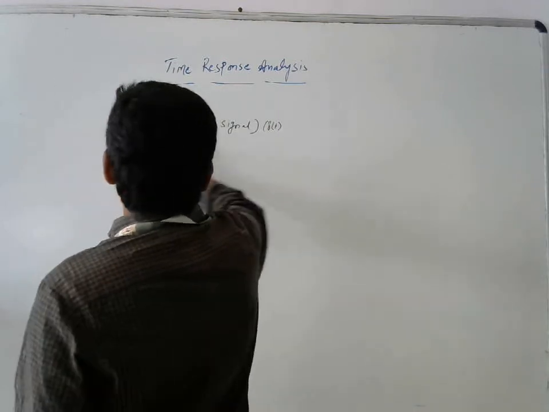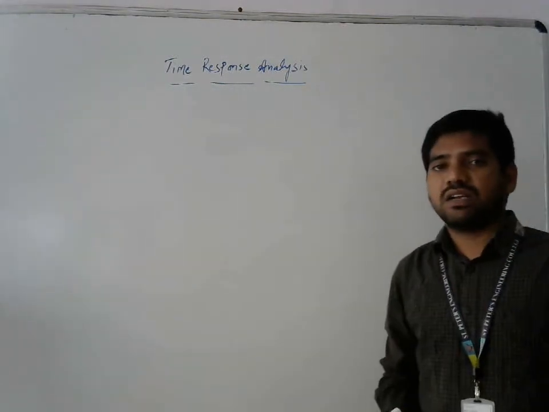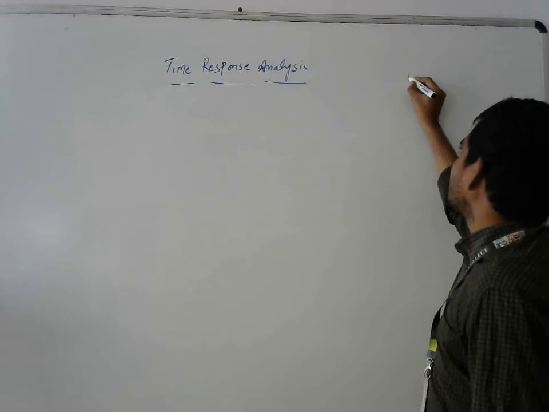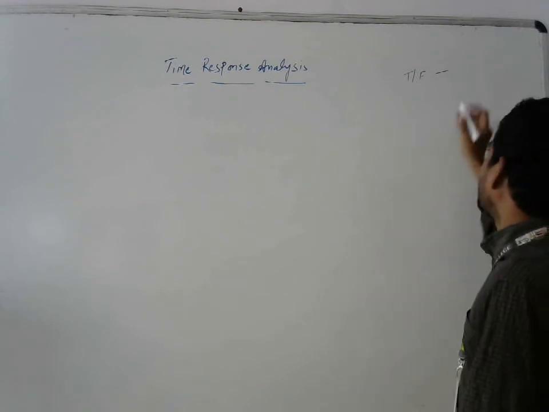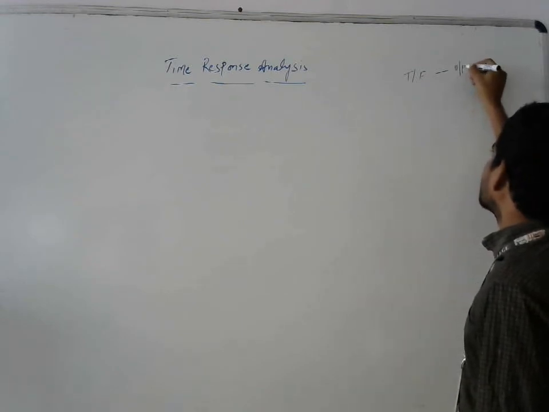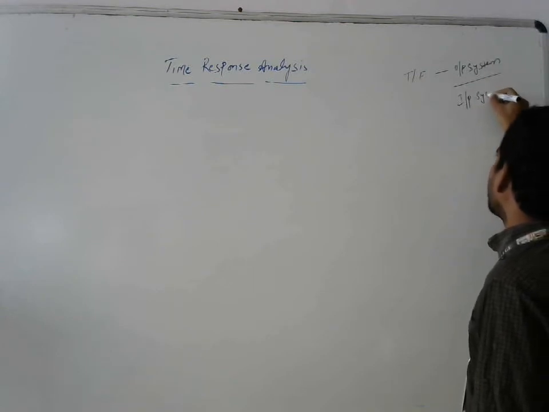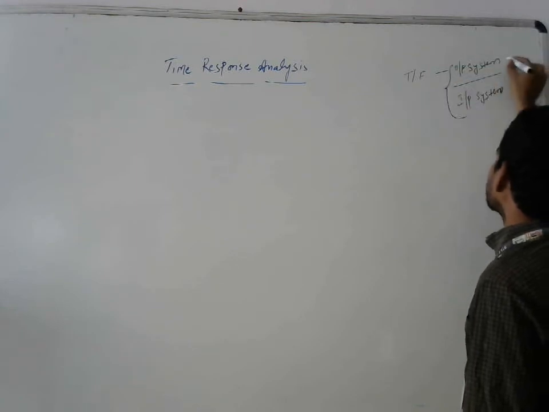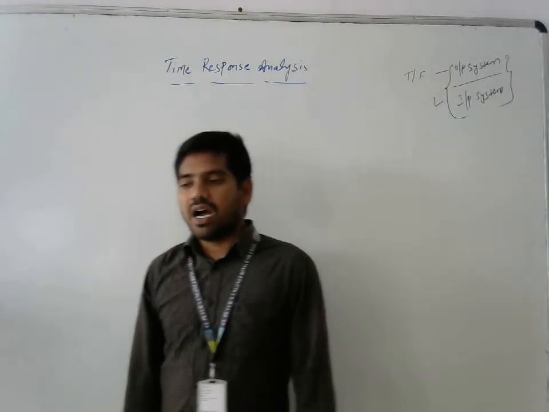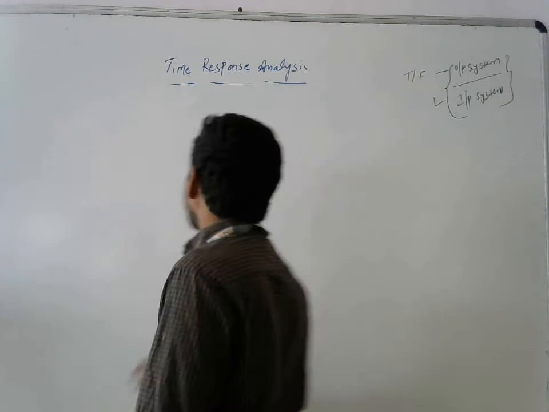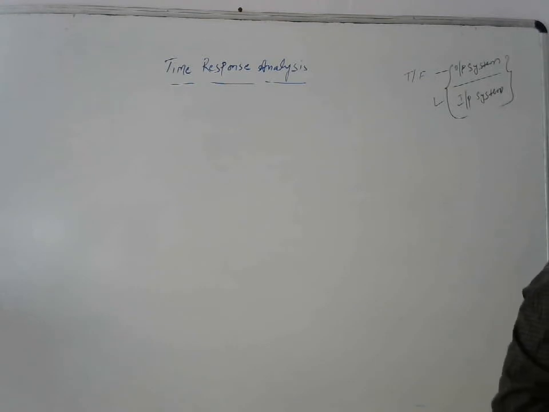Now, whenever we are discussing the time response of a control system, we always focus, as I explained in the initial classes, on the transfer function. We know that the transfer function is nothing but the response, the output of the system, divided by the input of the system, once we apply a Laplace transform. That means whenever we apply a Laplace transform, we call it a transfer function.